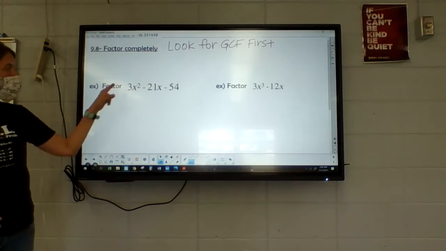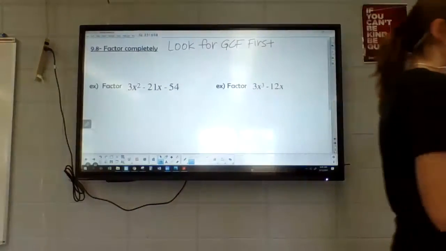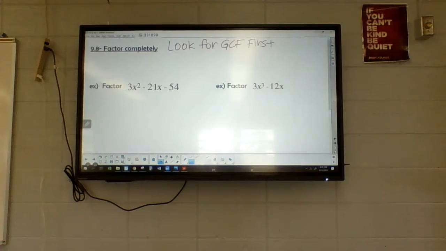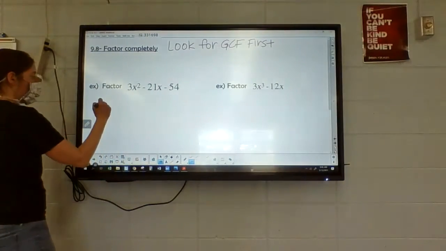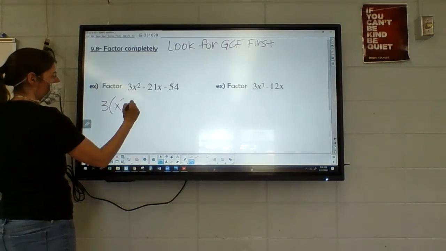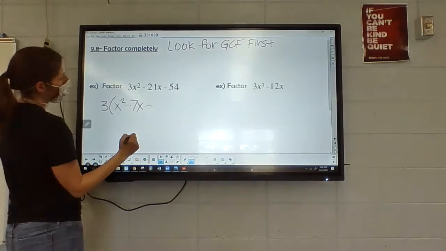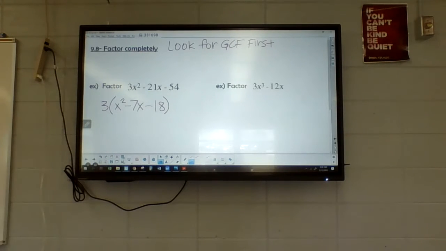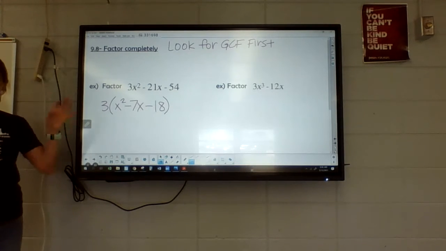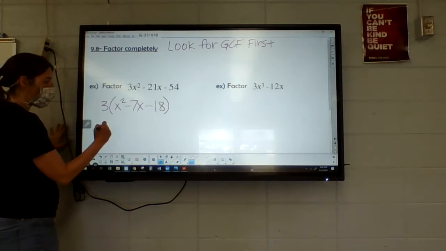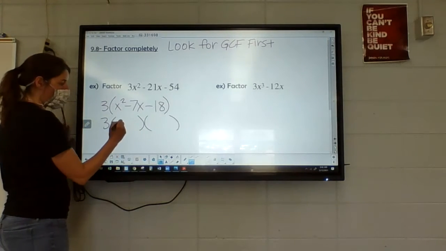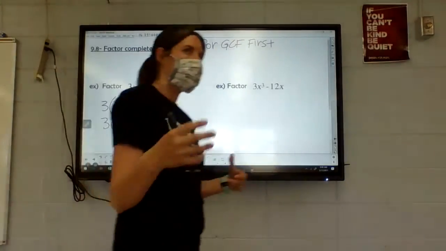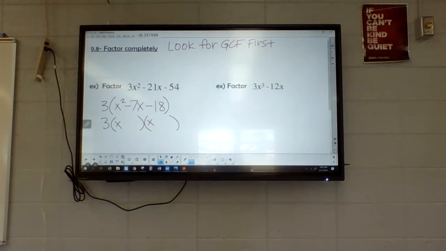In this first example, what's common among all three terms? A 3. All right, so we're going to take a 3 out. And that is 18, I believe. So I took that 3 out. Once I take the 3 out, it's the type of factoring we did in the first warm-up question, where I automatically know it's going to be x times x. This is what I make the chart out of, to help you remember what type of factoring to use and when.